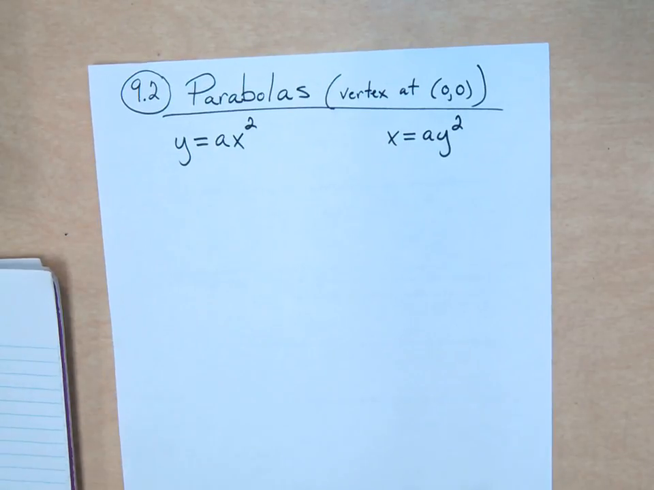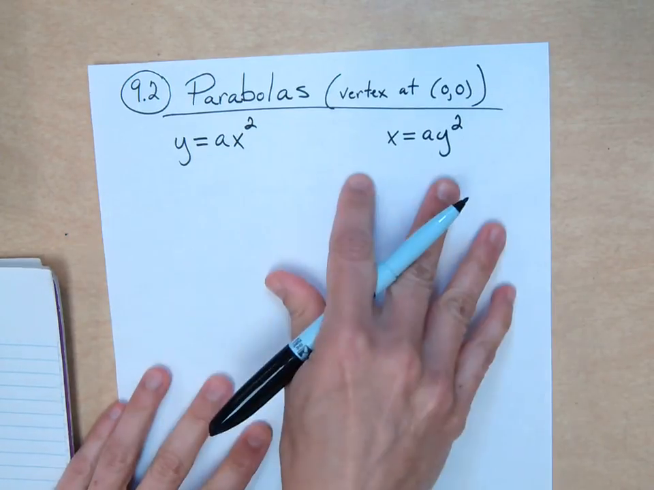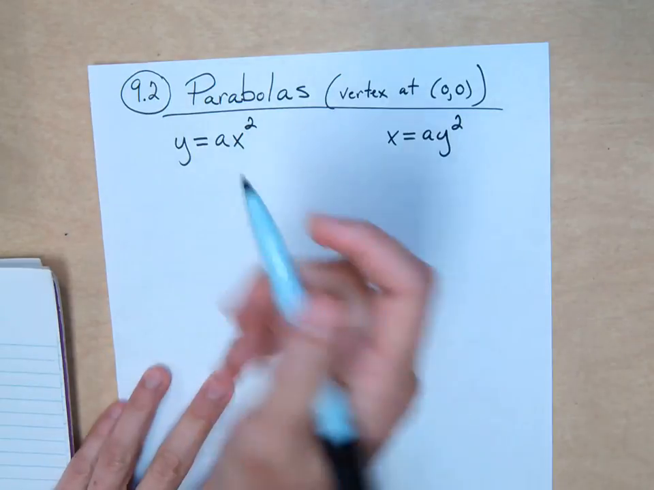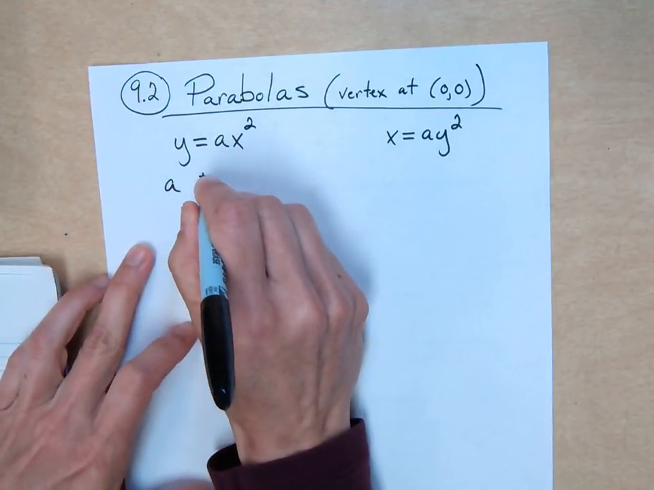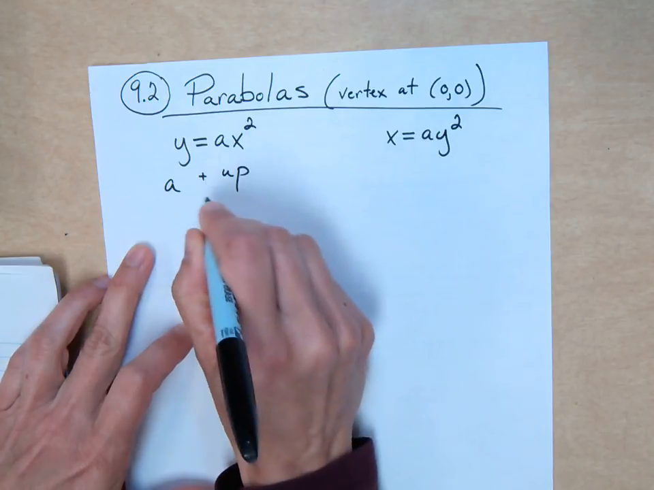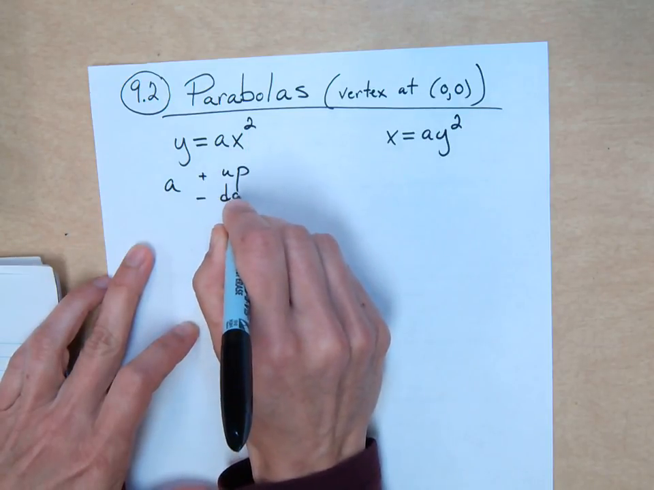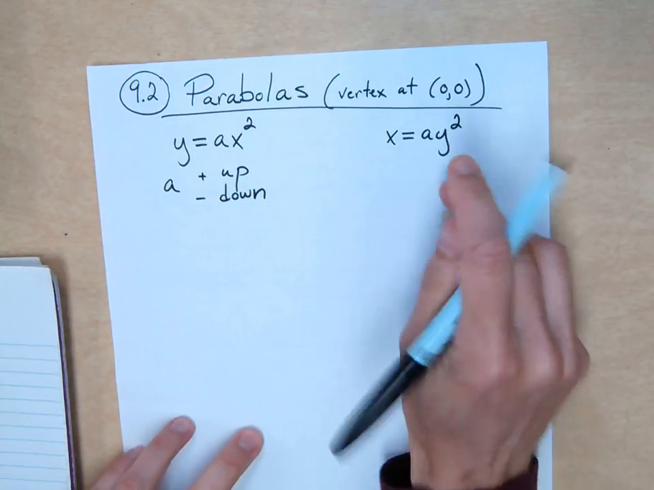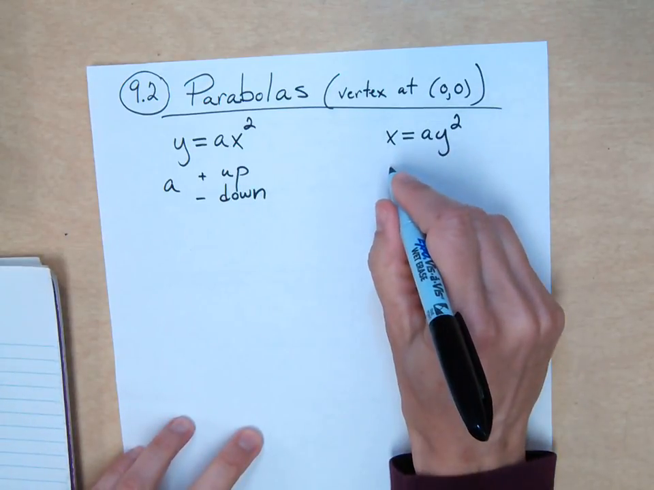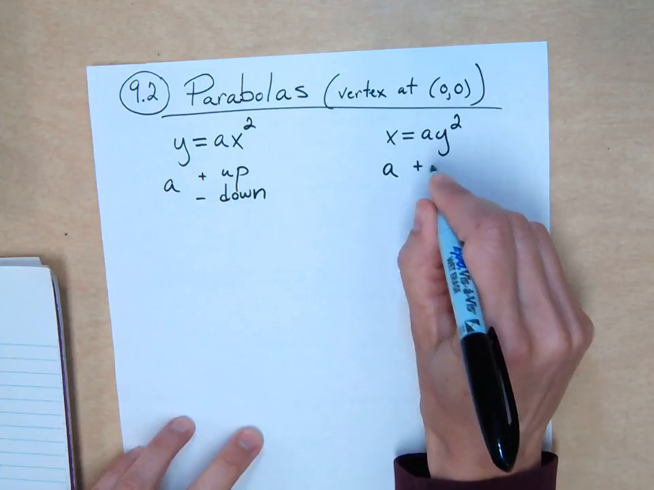So you don't see the h and the k because we're not shifting it right, left, up, down. The vertex is always at 0, 0. Tomorrow we'll shift it. So those are your two choices. If it's y equals ax squared, then if a is positive, it'll open up. If a is negative, it'll open down.